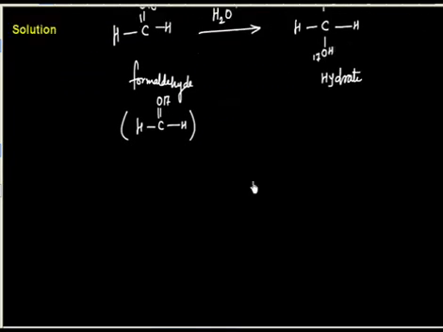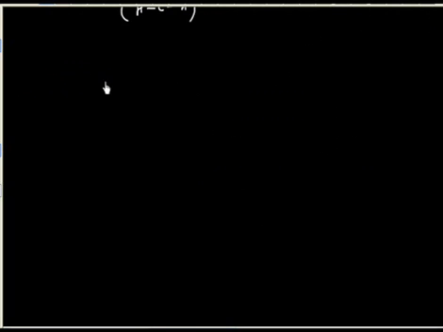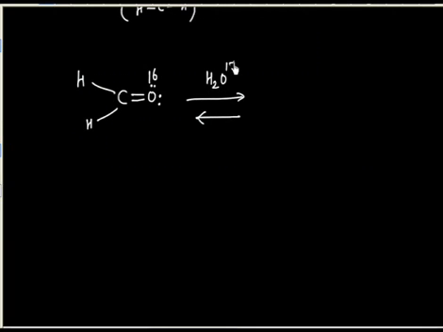Now this is possible only if equilibrium takes place. So let us say you have formaldehyde, you have oxygen 16 here, and now we know hydrate formation is reversible. So if you have H2O with oxygen 17, you will have the hydrate, that is, here you have OH and OH.